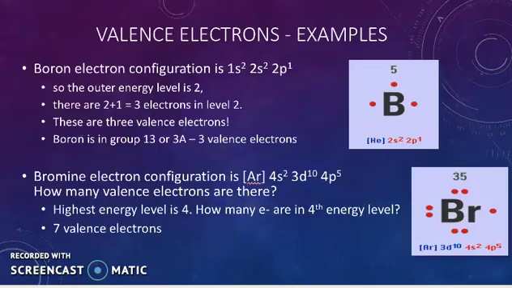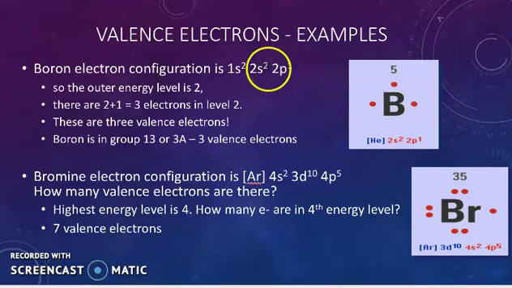Here's a couple more examples of valence electrons and how you can find them. The electron configuration for boron is 1s2, 2s2, 2p1. The outer energy level is 2. If you're finding the valence electrons from your electron configuration, you look for the highest principal energy level. Remember, your principal energy levels are those big numbers in front. In this case, it's 1, 2, 2. I figure out which of these numbers is the biggest. In this case, 2 is bigger than 1, so my outer energy level is 2, the second energy level.